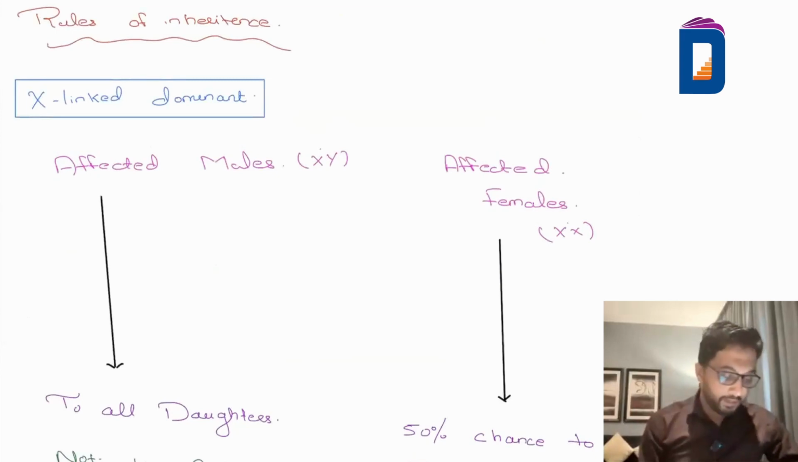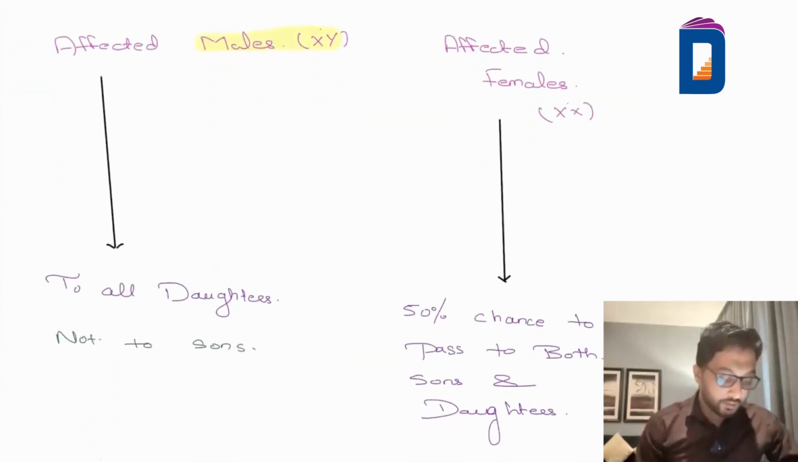So if the male is affected, we're talking about X-linked dominant. What they say is if the male is affected, he will transmit to all the daughters and not to his sons. We'll see the example, but learn, understand this. A father will be very partial towards his daughter. You know that, isn't it? Fathers love daughters more, isn't it? So all the daughters and not to his sons.